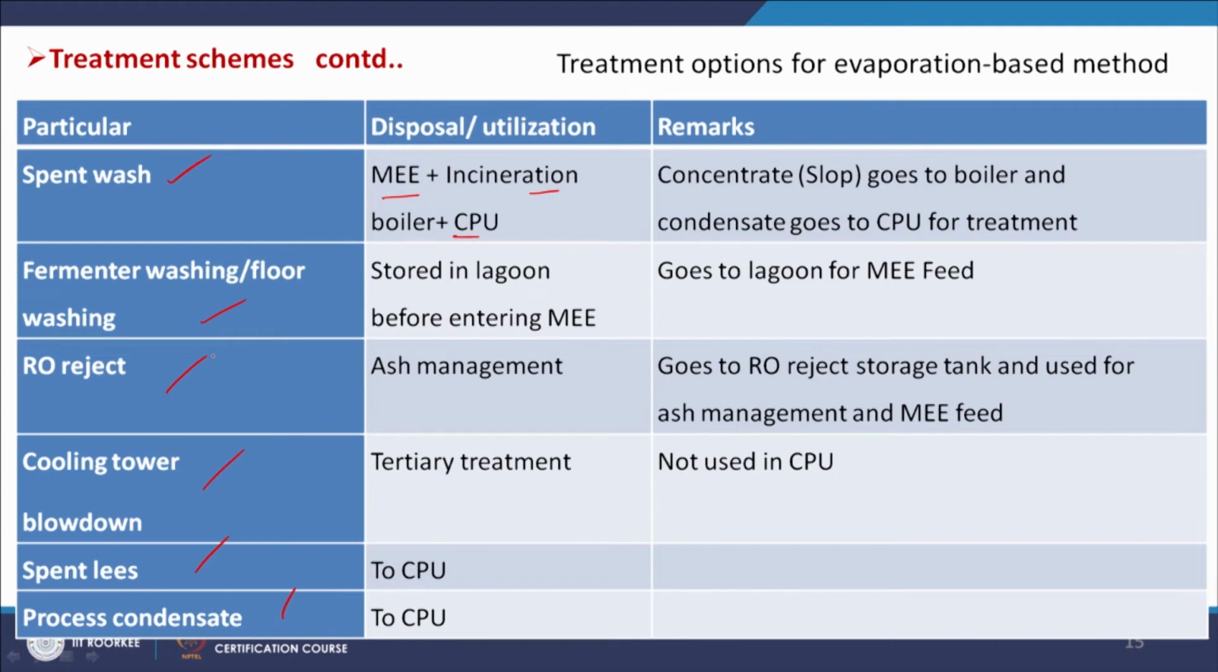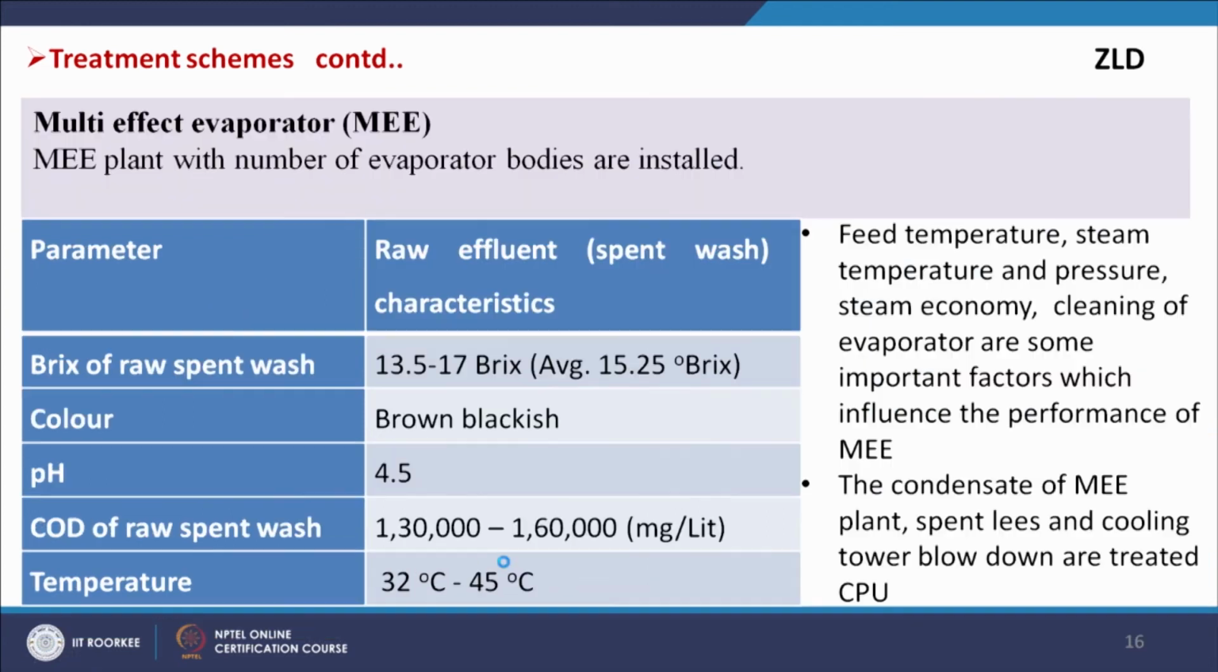Then fermenter washing and floor washing are stored in a lagoon before entering the ME, and go to the lagoon for ME feed. RO reject can be used for ash management, and goes to the RO reject storage tank and is used for ash management and ME feed. From plant to plant it may vary; somewhere this goes to the ME as a feed, or in some cases it goes directly to the boiler with the bagasse. And cooling tower blow down, after tertiary treatment, enters the water treatment plant, but not the primary and secondary steps. Then spent lees and process condensate are used in the CPU.